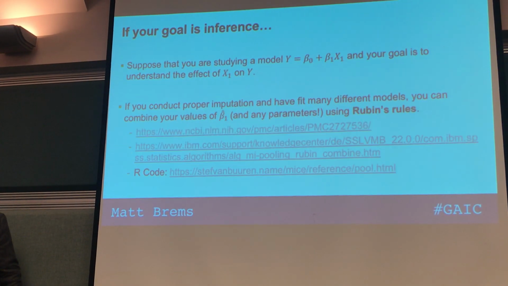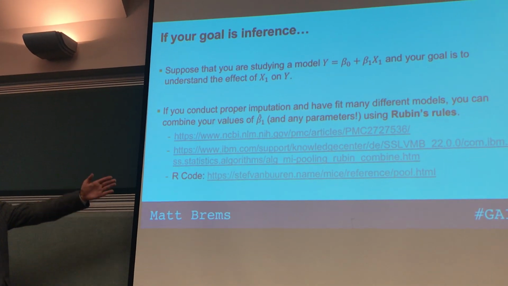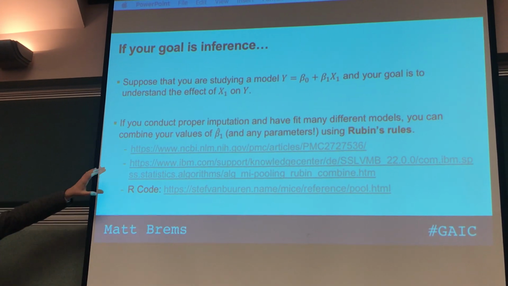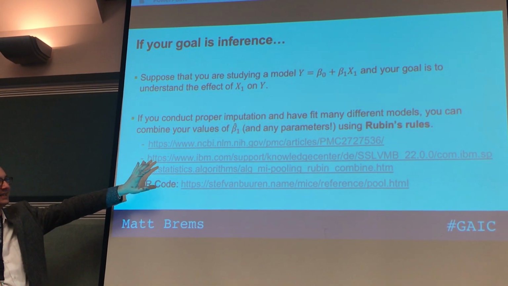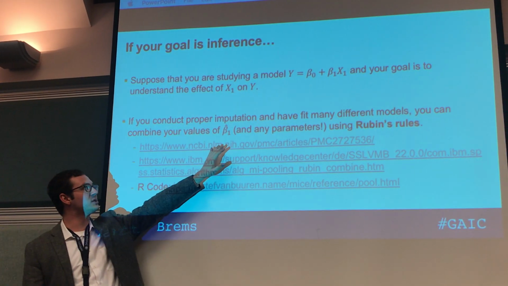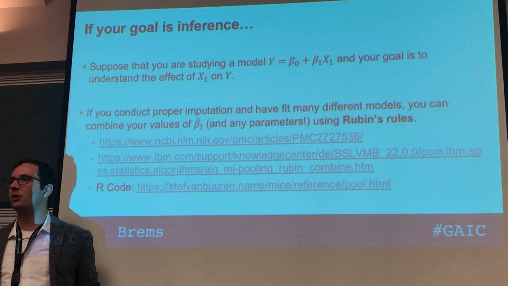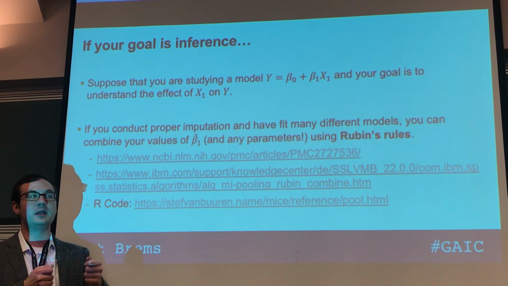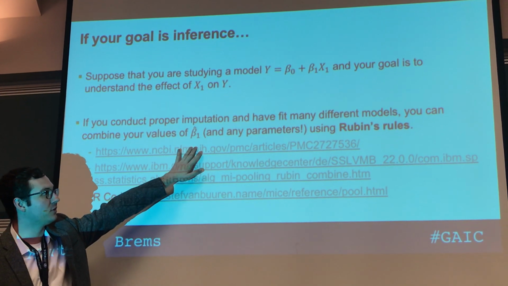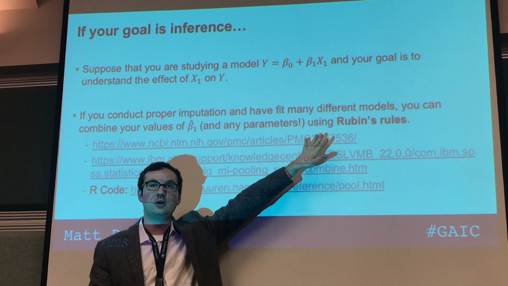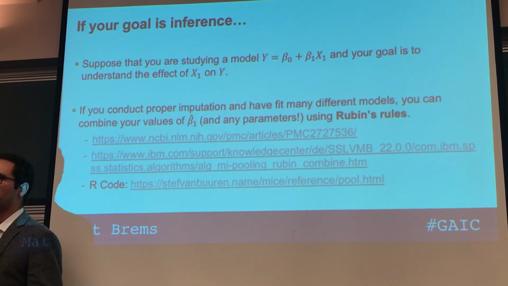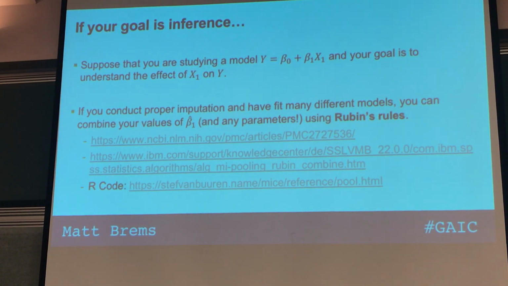So, if your goal is inference, use Rubin's Rules. I have a few links in the repo, as well as these links here, about if your goal was to fit your linear regression models on different data sets and then combine those beta 1 parameters later into one confidence interval or whatever, you can use Rubin's Rules. Here are some links you can check out if you want to get into the nitty-gritty of how exactly you would do that.